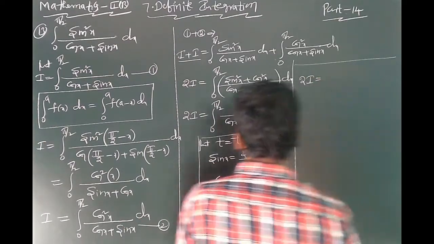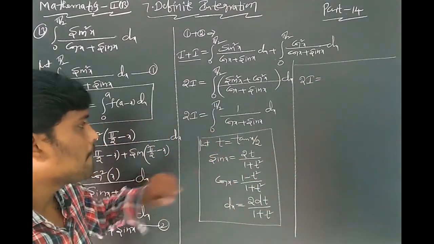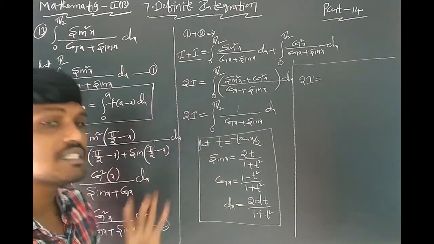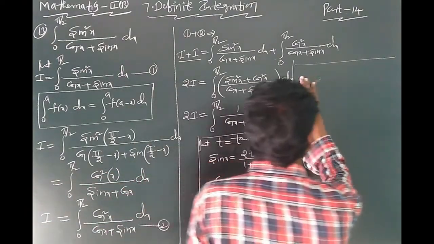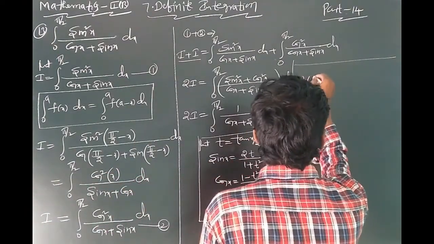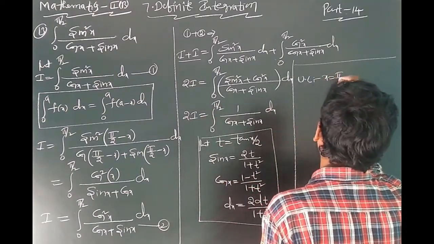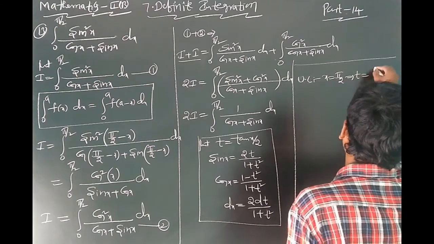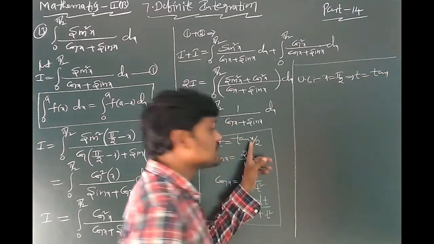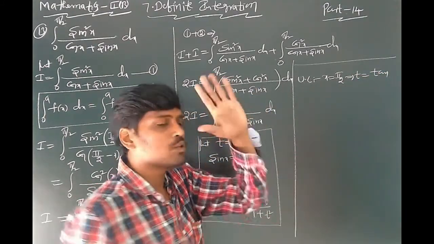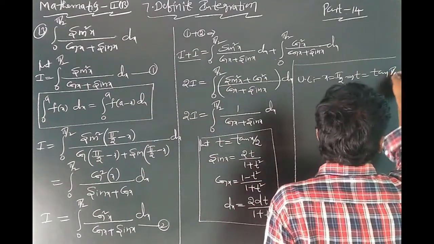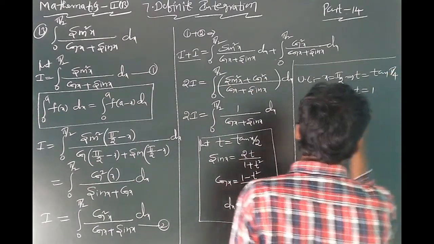2I is equal to... Here, first of all, you have to change these limits. First, take the upper limit. The upper limit is pi by 2, so the x value is pi by 2. Then the t value is tan(x/2). x by 2 is nothing but (pi/2)/2, which is pi by 4. Then the t value is 1.